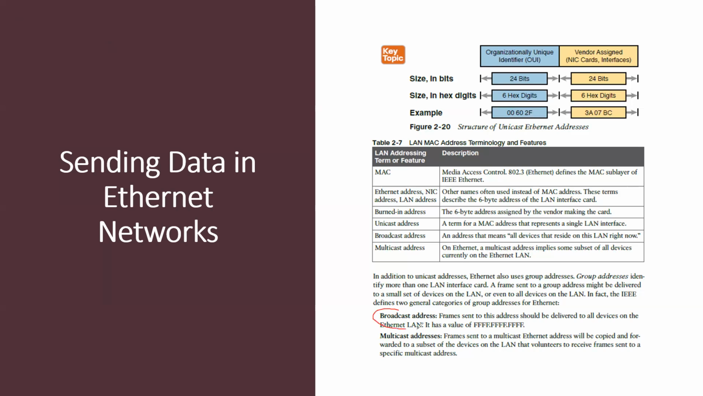As you guys can see here, here's one thing I want you guys to take note of. Broadcast address: frames sent to this address should be delivered to all devices on the Ethernet LAN. It has a value of FFFF.FFFF.FFFF, okay? What does that mean? If it's a broadcast message being sent from a host to anywhere, the destination MAC address within that frame is always going to be FFFF. So you'll know if you see a source, maybe from a unique individual host, and if you see the destination for all Fs, that is a broadcast message.